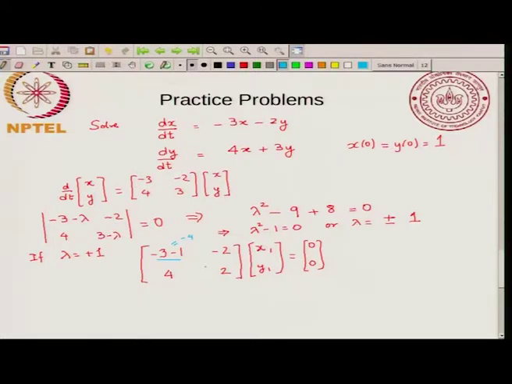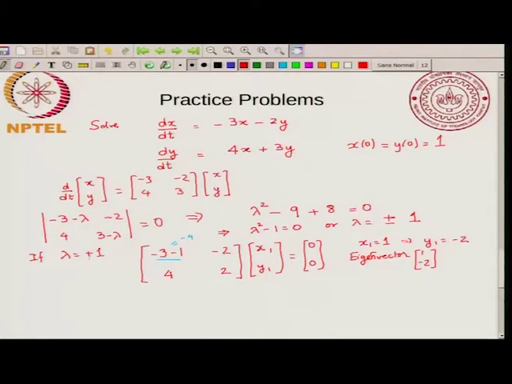So, I choose x1 equal to 1. So, if I choose x1 equal to 1, then what you will get is that you get 4 plus 2 y1 equal to 0. So, y1 equal to minus 2. Okay. So, my eigenvector becomes just 1 minus 2.